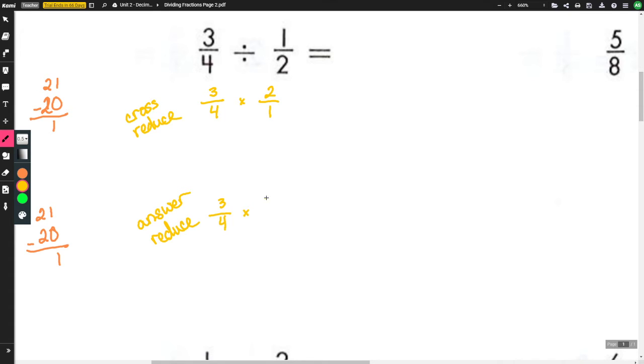Keep, flip. So our next step, at least for cross reducing, is to see if any of them across from each other, which means the 3 and the 1 and the 2 and the 4, can be reduced. The 3 and the 1 can't. They are prime numbers. Plus, the only number that can go into 1 is 1, and that doesn't really reduce anything. So we look at 4 and 2. Well, 2 can go into both 4 and 2. 2 can go into 2 one time, and 2 can go into 4 2 times. So this gives us 3 times 1, which is 3, and 2 times 1.